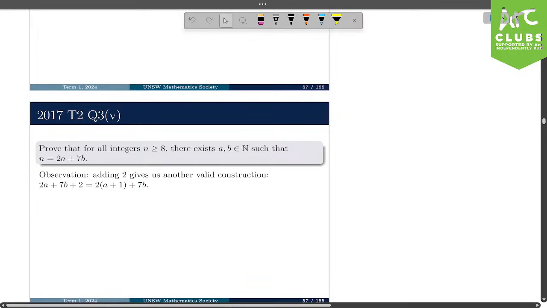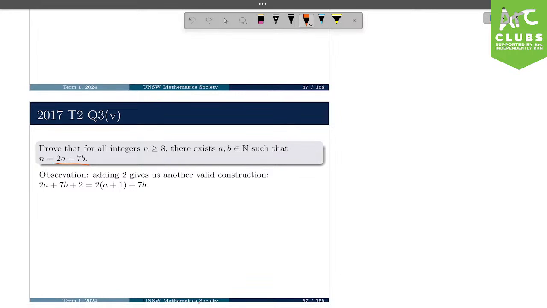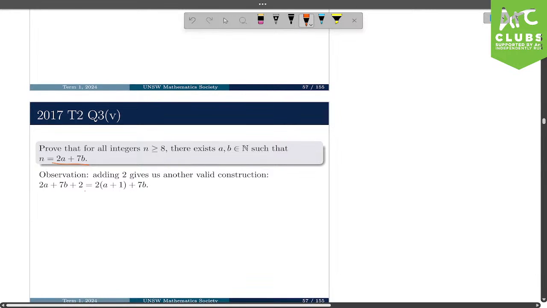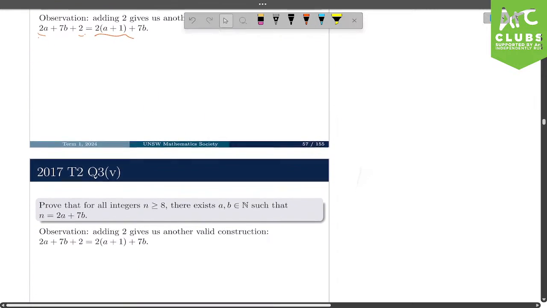Yes, we can. If we add 2 to this equation, just as a simple observation, we can group up this 2 and 2a into 2(a plus 1). So this goes here, and this is here and here. Okay, so why is this important? Well, this is important because if a is natural, then a plus 1 is natural. So this kind of begs some nice way to construct n through induction. And I'm going to cheat a little bit.